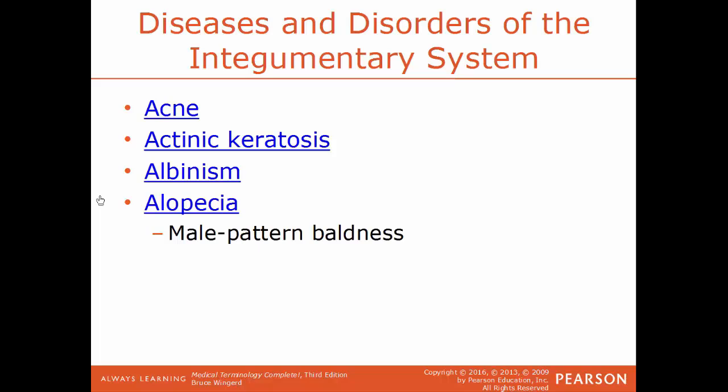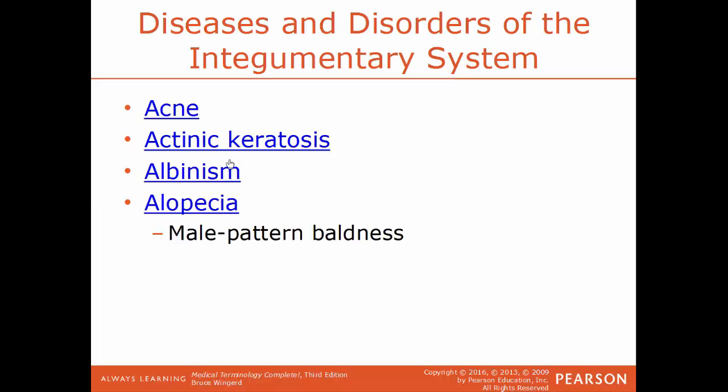Albinism, a condition of having a very white appearance. We'll talk about this term a little bit more in a second. And the last one, alopecia. This is either a partial or a complete lack of hair where hair normally should be growing, such as male pattern baldness. Something that is inherited, something that is passed on from generation to generation, usually from mother to child.